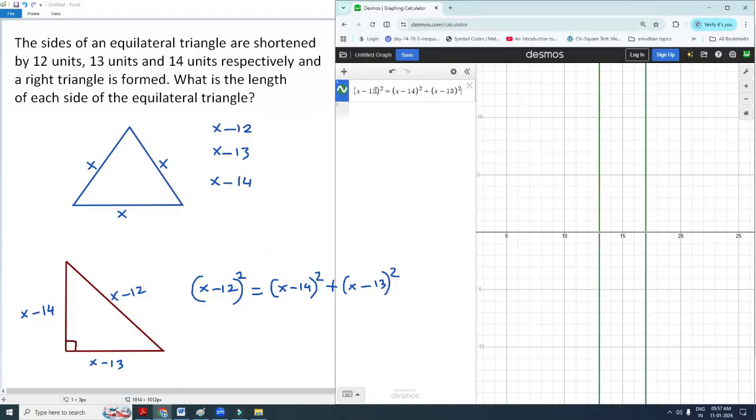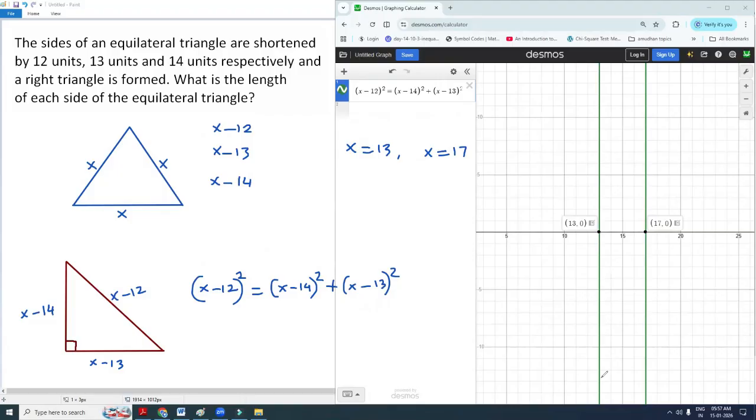Since we have x in the equation, we have to consider the x-intercepts of the graph in Desmos. So we have two x-intercepts. One is (13, 0), the other one is (17, 0). Now let's consider the x-coordinates 13 and 17. These are the two values of x in this equation. That is, x equals 13, x equals 17. We get two values for x. Which one has to be considered as the length of each side of the equilateral triangle?